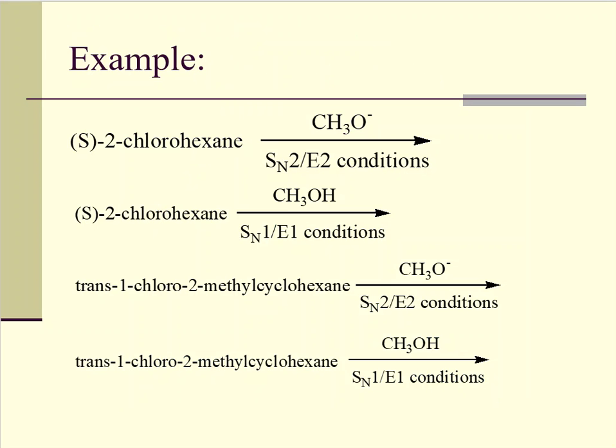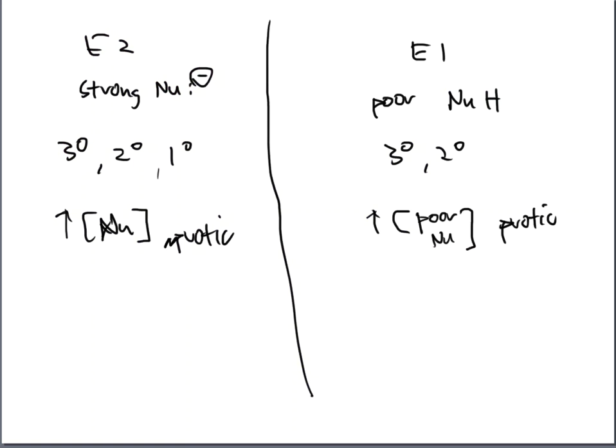Let's look at another example problem. Example. What would happen if we took S2-chlorohexane and reacted it with CH3O- under SN2 and E2 conditions? Now I see how some of these problems are going to be written. Now we're blending and morphing all of this together. So what this problem is asking me to do is give a product under substitution conditions and give a product under elimination conditions. And they want me to represent both of those.